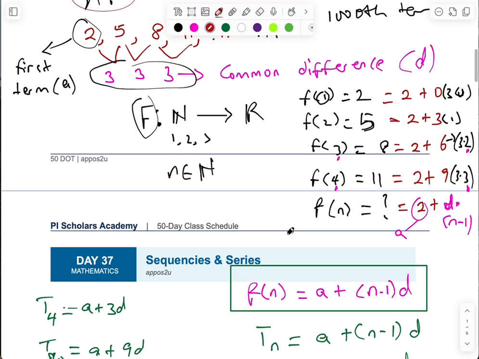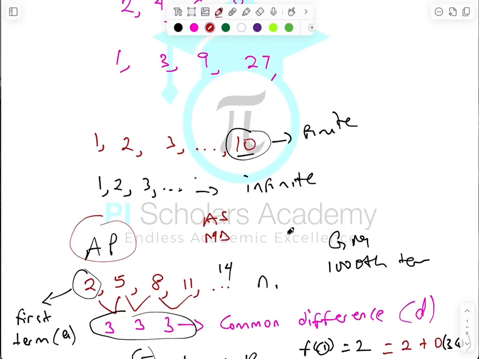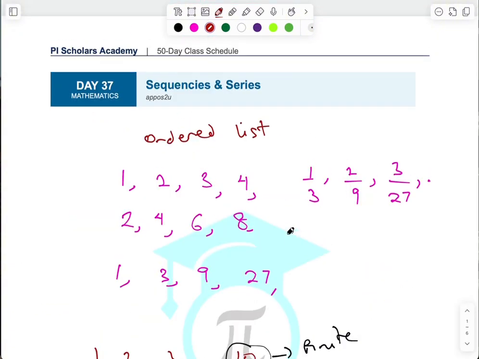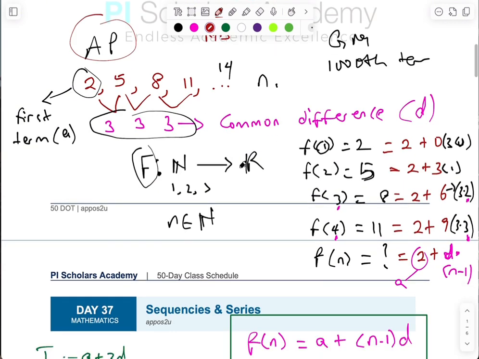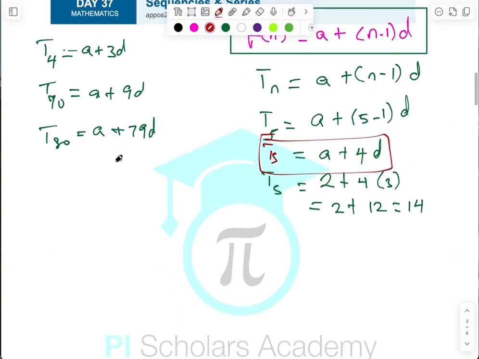But that is about the sequence part. What about the series part of this thing? The series part is actually very easy and straightforward. Series is the addition of all the terms of a sequence. So all these numbers that I have here, 2, 5, 8, 11. If I add all of the numbers together, then what I've produced is a series. So a series is actually a single value, which is the addition, the sum of all the terms that belong to that particular series.